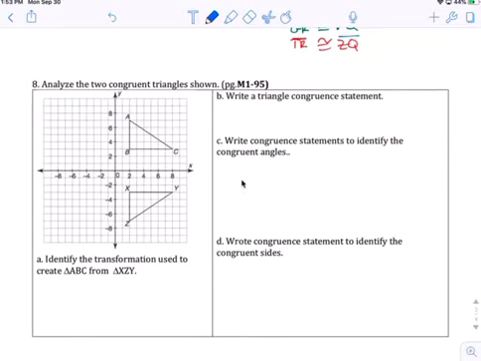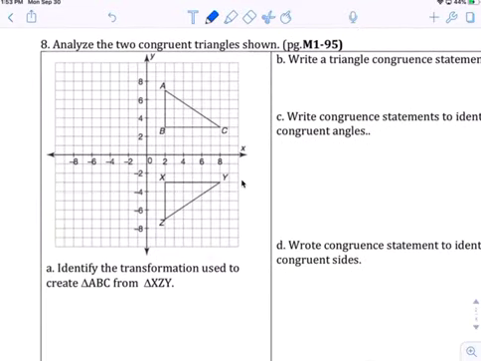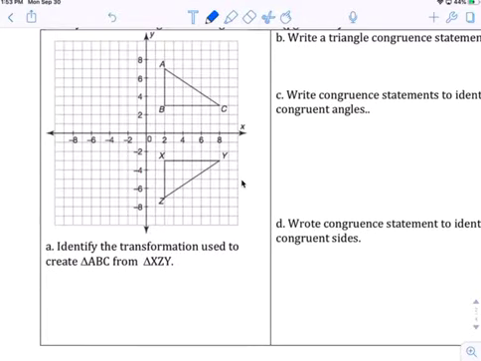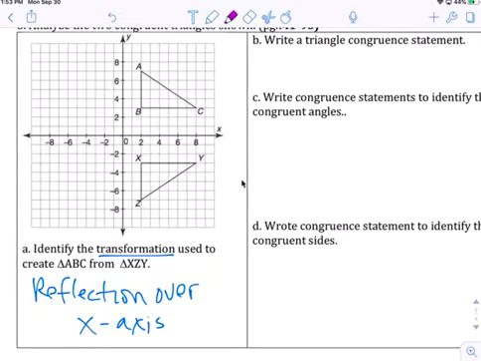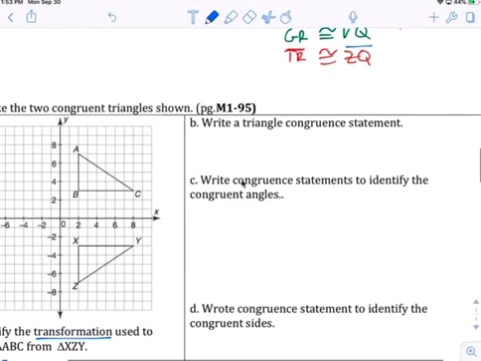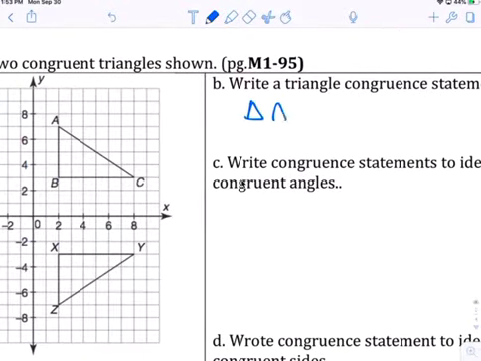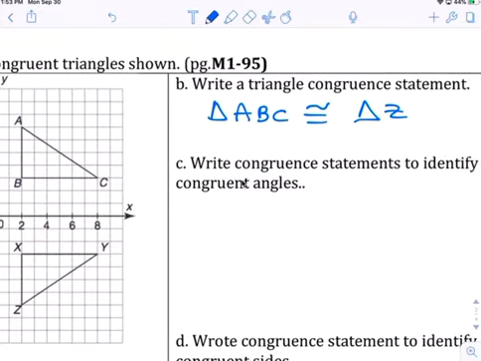Okay. The congruent angle, analyze two congruent triangles shown. Okay, these triangles are congruent. Identify the transformation. This is a reflection over the x-axis. Okay. Write a congruent statement. Triangle ABC is congruent to triangle ZXY.